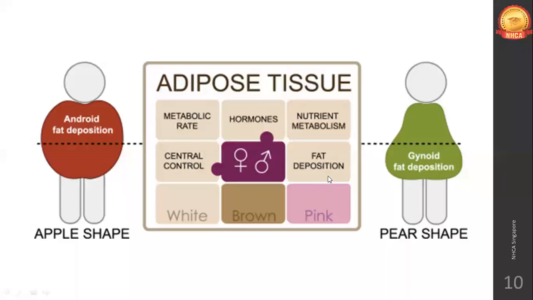So is it clear about the difference between white, brown, and pink? These are the different adipose tissues and their main functions. What are the main functions of these that I have discussed here?